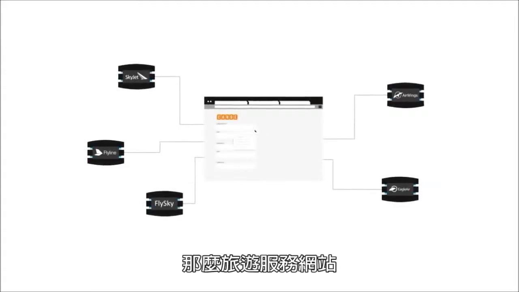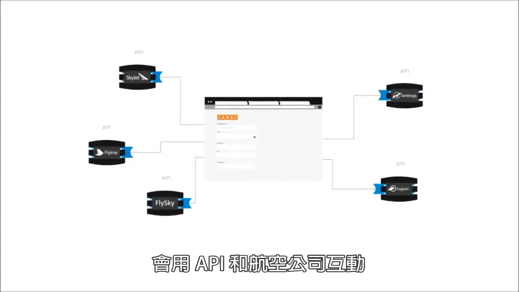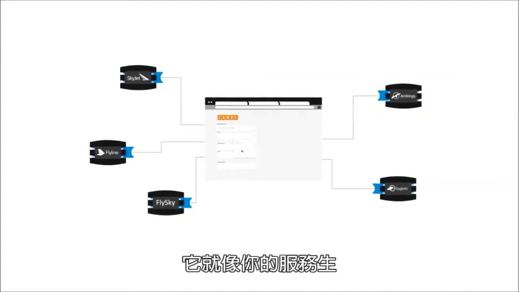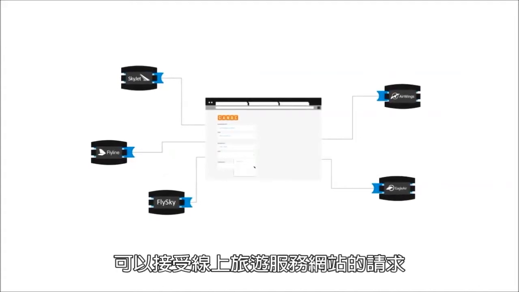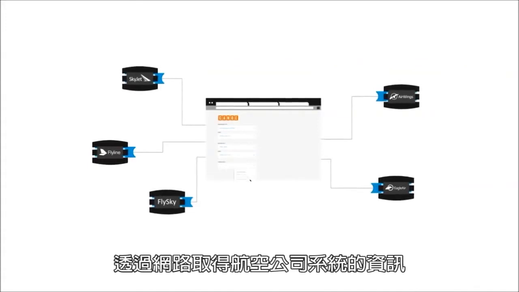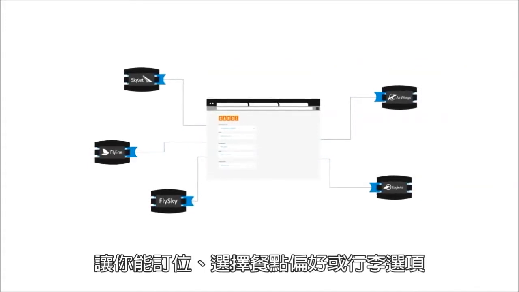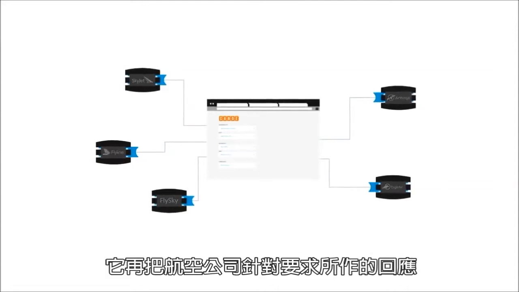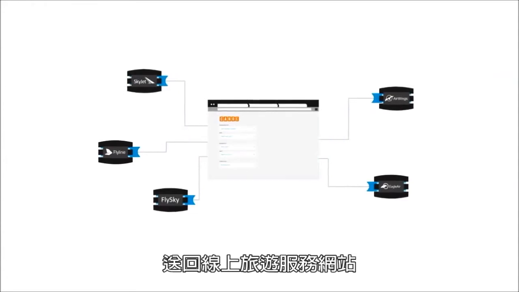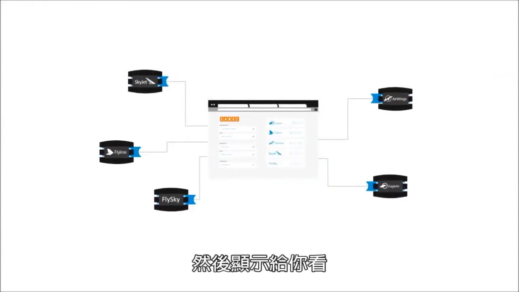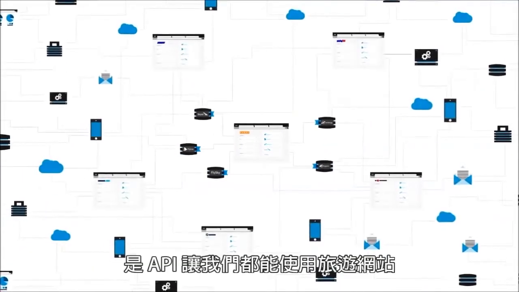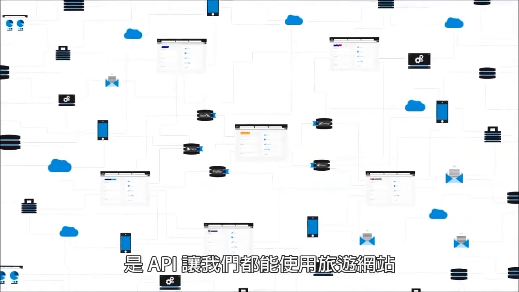The travel service interacts with the airline's API. The API is the interface that, like your helpful waiter, can be asked by that online travel service to get information from the airline system over the internet to book seats, choose meal preferences, or baggage options. It also then takes the airline's response to your request and delivers it right back to the online travel service, which then shows it to you. So now you can see that it's APIs that make it possible for us all to use travel sites.